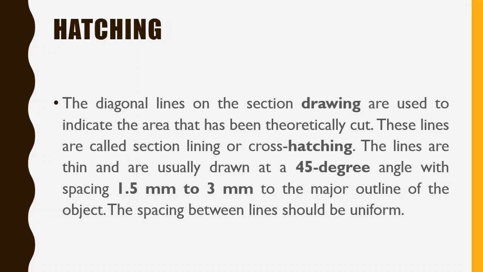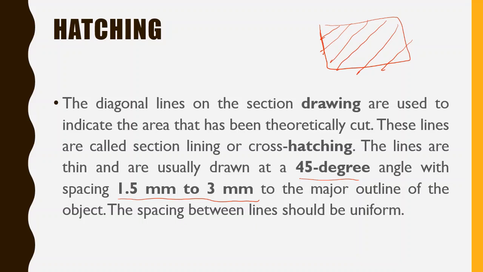So what is the specification of this hatching? You should use the scaling like this. It should be maintained at a 45-degree angle, that is, the hatched lines should be at 45 degrees with a spacing of 1.5 mm to 3 mm. So if you are detailing this particular part, here it should be 45 degrees, and it should have a spacing of around 1.5 to 3 mm. This is the thing you should keep in mind about hatching.